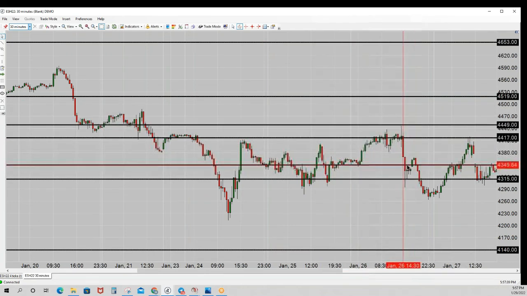When it gets there, it usually consolidates a little bit. You can see it gets here, consolidates, moves down to the next one. This one didn't consolidate all that much. Move down to the next one.